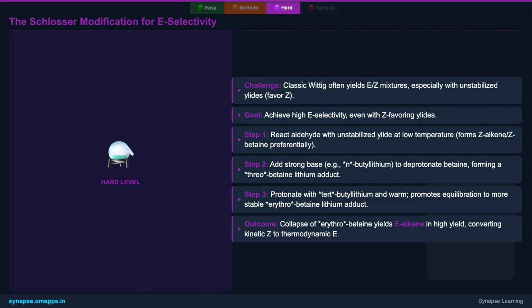This deprotonates the intermediate, forming a more stable betaine lithium adduct. Subsequent protonation with butyllithium and warming promotes the equilibration to the more thermodynamically stable betaine lithium adduct, which then collapses to predominantly yield the E-alkene. This modification essentially converts the kinetically favored Z-intermediate into the thermodynamically favored E-intermediate.